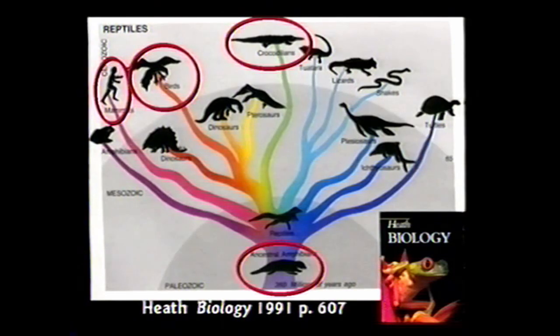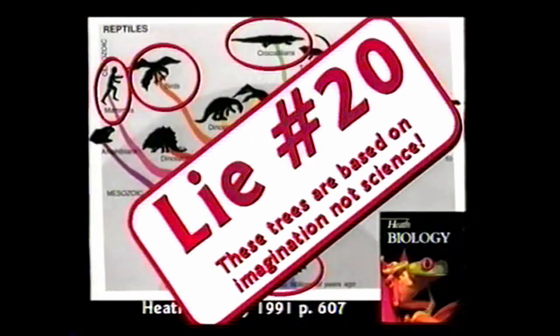Don't you think a kid going through science class is going to come out looking at that saying, wow, it's true, it's in a book, it must be true. That is pure nonsense, folks. These trees are based on imagination, not on science. Nobody's got any evidence that any animal has ever produced a different kind of animal.